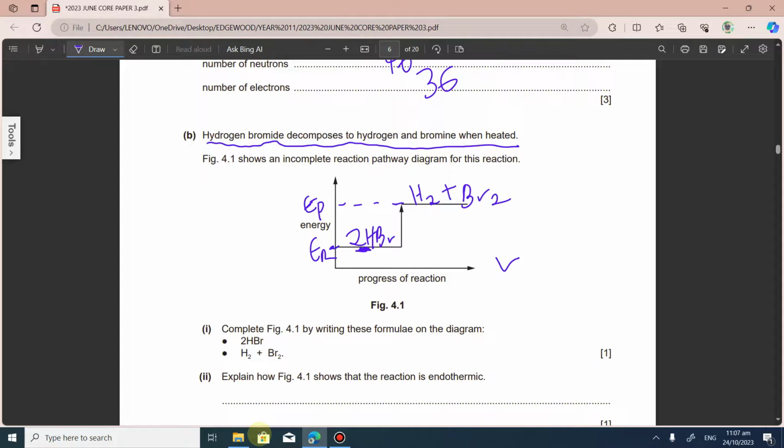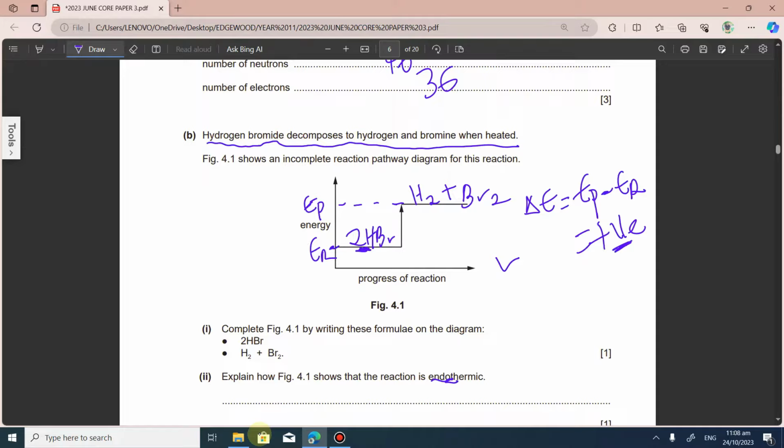We do that the change in energy, or the change in enthalpy, is the energy of the product minus the energy of the reactant. Now, since the energy of the product is higher than the energy of the reactant, we are going to have a positive change in energy. And a positive change in energy means the reaction is endothermic.